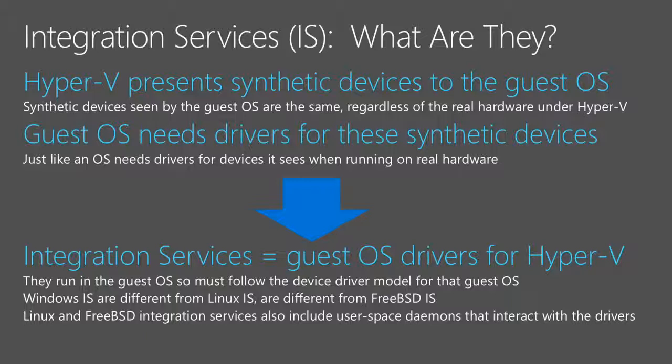They must be written for the OS because the device driver model is different in a Windows OS, in a Linux OS, in a FreeBSD OS, in Solaris x86, if that's what we were going to deal with. And so we have different implementations of these integration services for each operating system. In addition to device drivers on Linux and FreeBSD, we have some daemon processes that run in user space. They coordinate with the device drivers, and they do some of the utility functions that are helpful. And we'll see some of that in the demo coming up here.